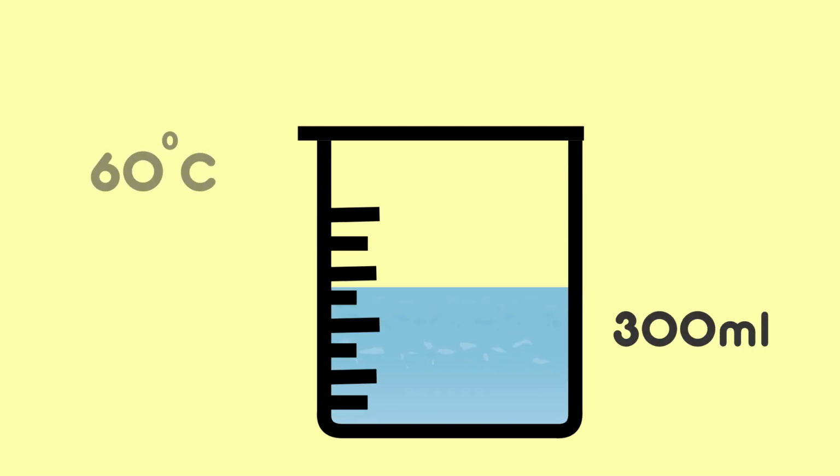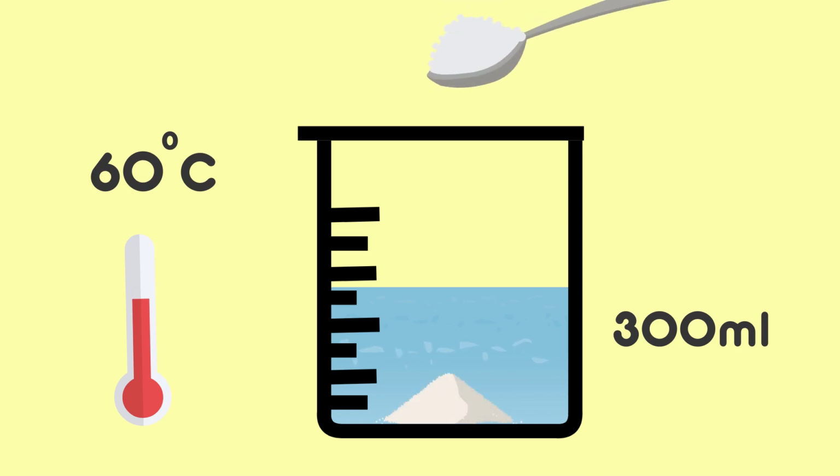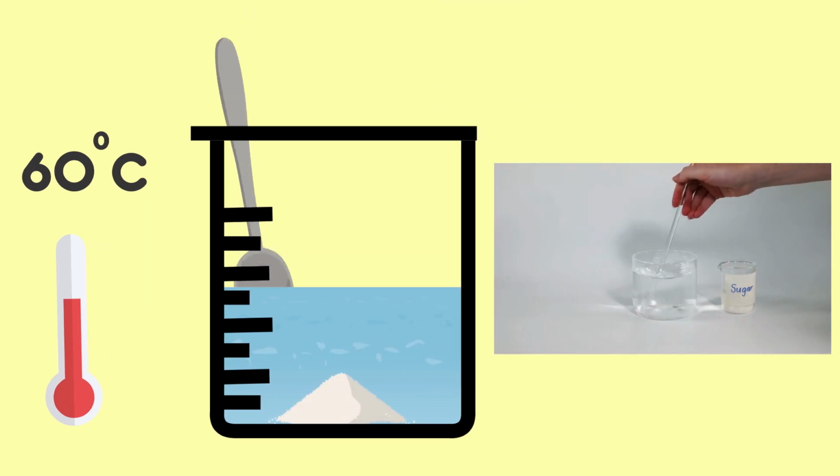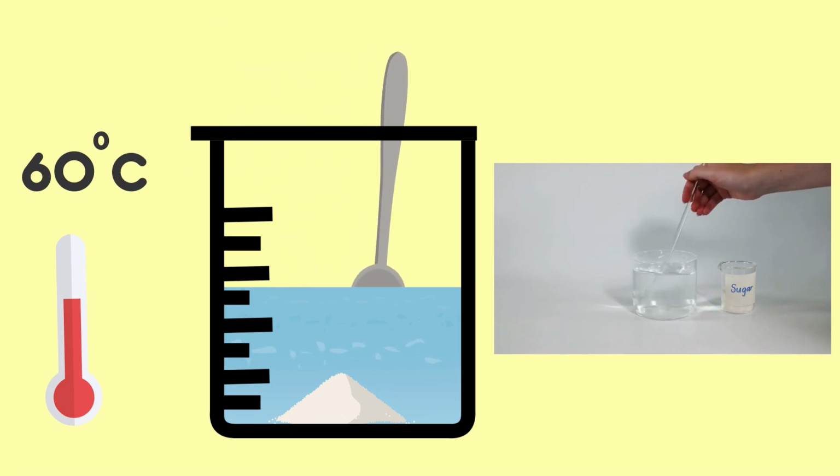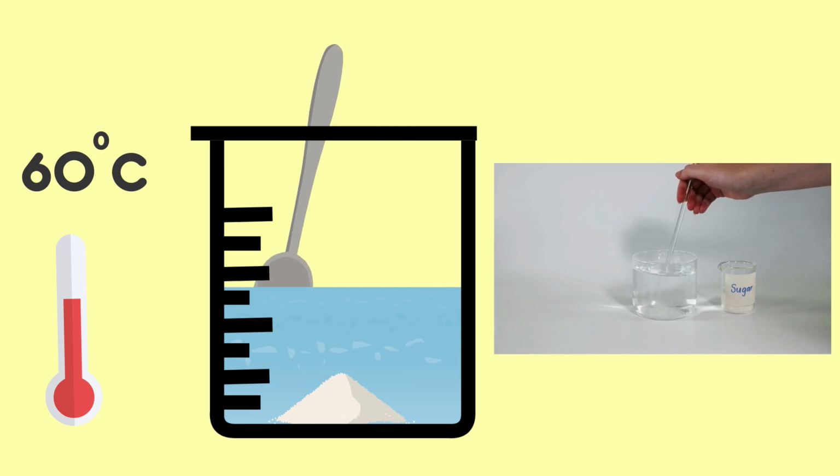So now let's imagine this. A student heats 300 milliliters of water to about 60 degrees Celsius and mixes in 8 grams of sugar. After stirring the mixture for 20 seconds, we're curious about the outcomes we might observe. You'll need to pick 2 correct responses.